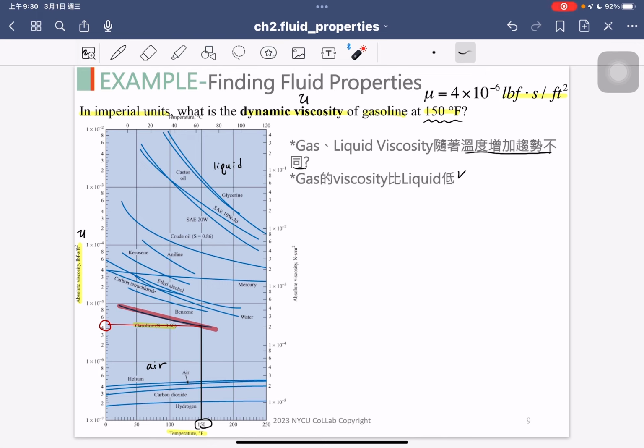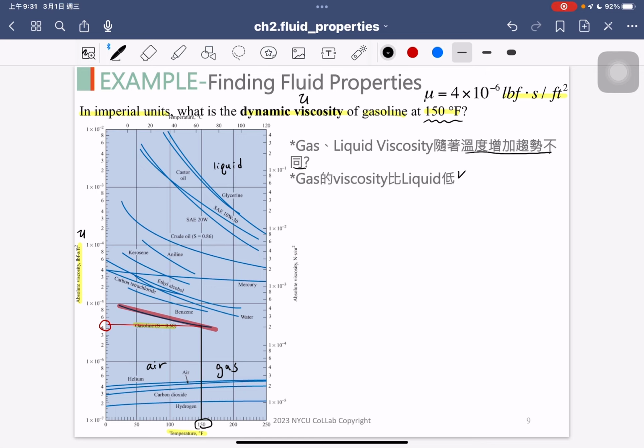But if you take a look for the air, the curve shows a little bit positive slope. That indicates the viscosity of the air or the gas should increase when the temperature increase, but not obviously, but a little bit positive slope. Okay, so this is a significant difference. This is a gas, and the top is a liquid, and all the fluid we are involved, the liquid and the gas.